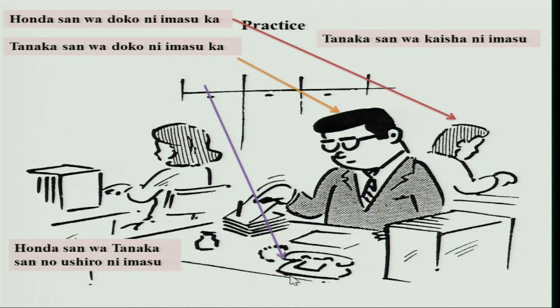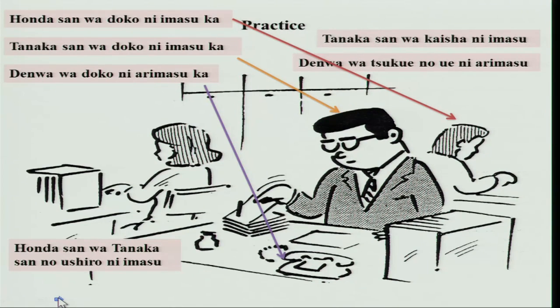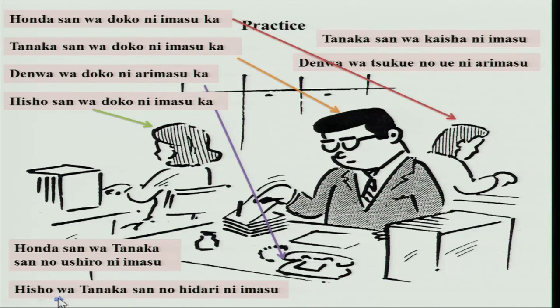Well, this is a phone, so it's inanimate. Now, what is the verb that you are going to use? Will you tell me? Well, let us see what is given over here. Denwa wa doko ni arimasu ka? So, you have to remember, for people it is imasu, and for non-living inanimate it is arimasu. Denwa wa tsukue no ue ni arimasu. And then we have this lady over here. Hisho-san wa doko ni imasu ka? Hisho wa Tanaka-san no hidari ni imasu. Hidari is left. Left from where you are watching, and not from where Tanaka-san's hand is. So, please do it like that.